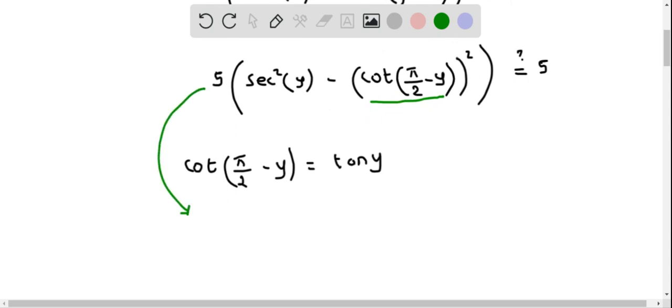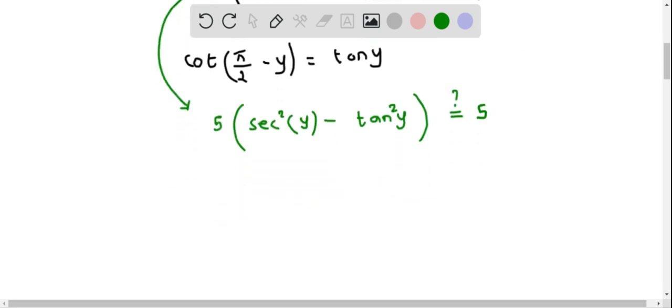So after this step, I write this as 5 times secant squared y minus, replacing this expression with tangent y, so it becomes tangent y quantity squared, which I can write as tangent squared y. And so we check if this equals 5.